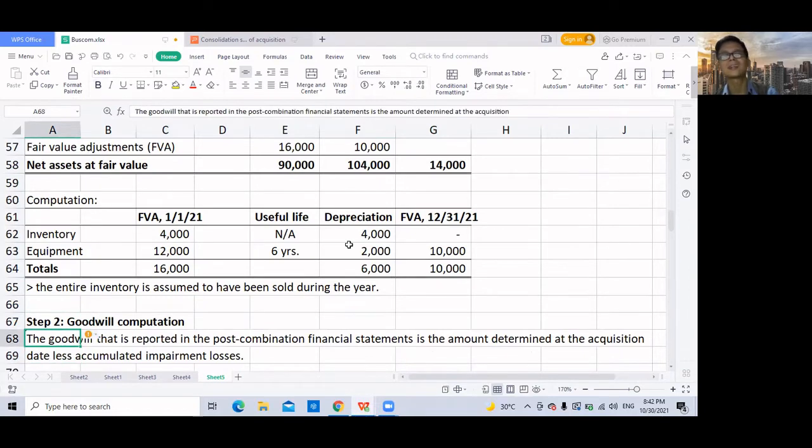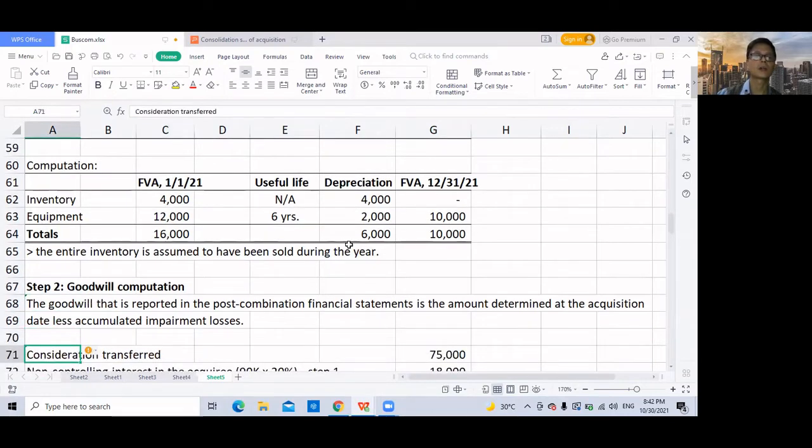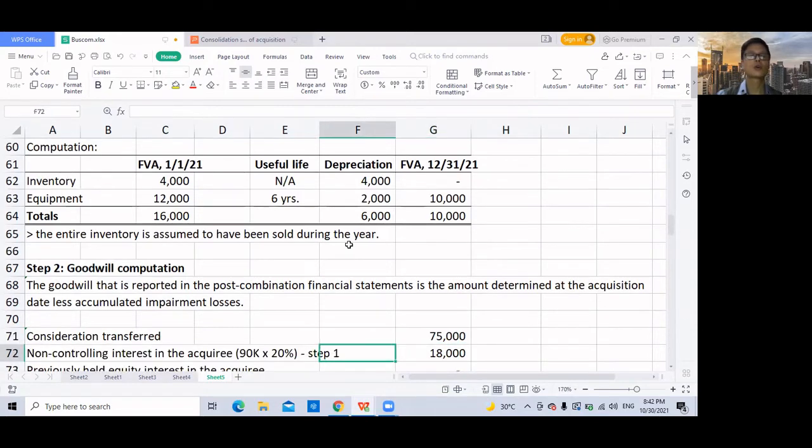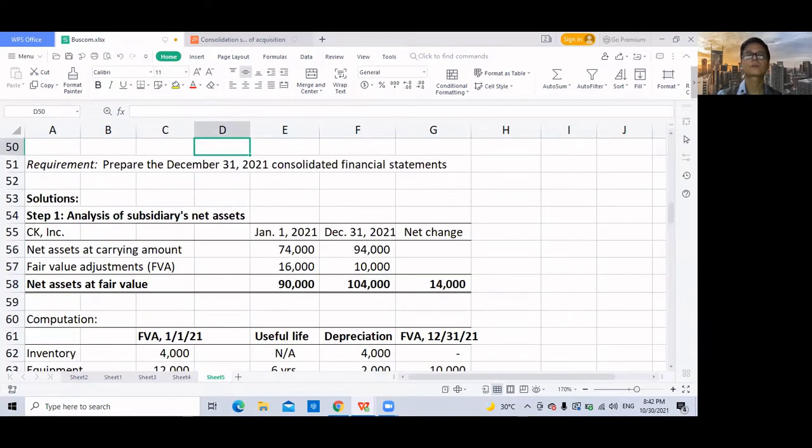Now, the goodwill that is reported in the post-combination financial statement is the amount determined at the acquisition date less accumulated impairment loss. So yung consideration transferred was stated at 75,000. Now yung non-controlling interest in the acquiree, that's 90,000. Nakuha natin dito sa step 1. Ito 90,000 yan.